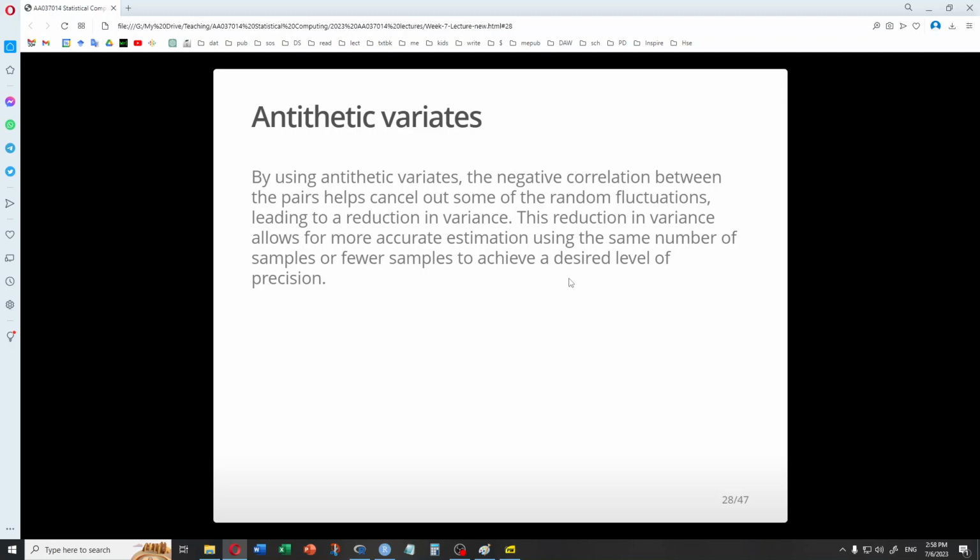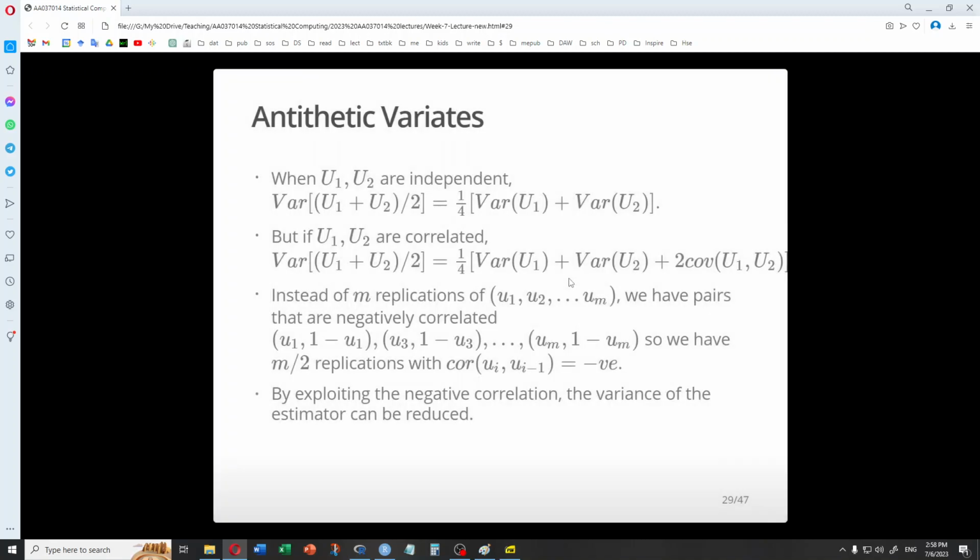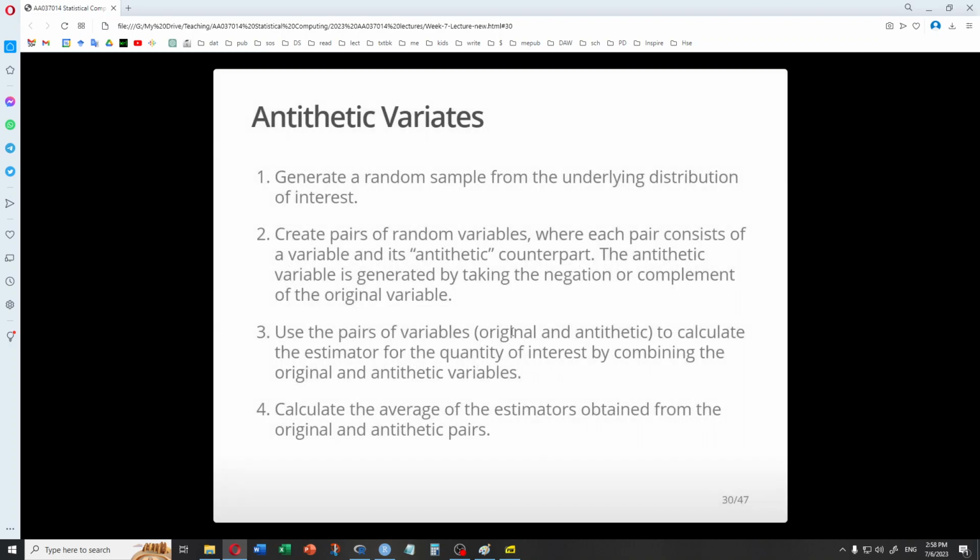So we still have the same number of replicates, where m is still equal to 10,000, but by using the antithetic variance, we can show that we are able to reduce the variance. Okay, I think I have already explained this earlier in my handwriting.